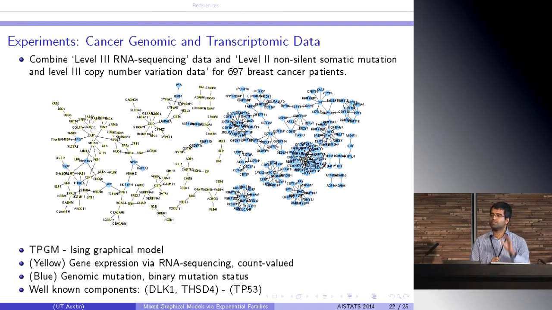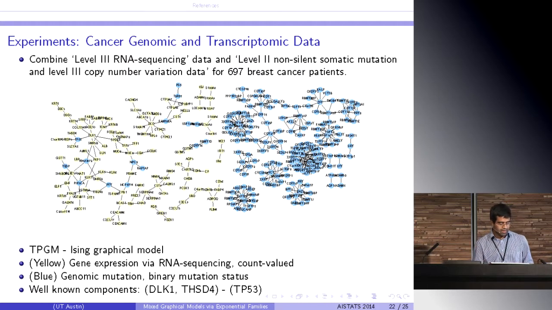experiment, what we did was, here we have random variables corresponding to genes. But now, instead of just measuring the expression levels of genes, and here we used RNA-seq so that the expression levels are count-valued, we also had the mutation status of the individual for the various genes. And so that would be a binary random variable. So here, I had a Poisson-Ising mixed graphical model to fit the joint genomic transcriptomic data.